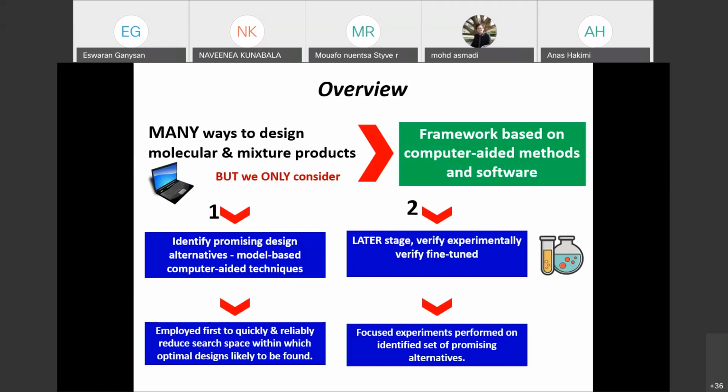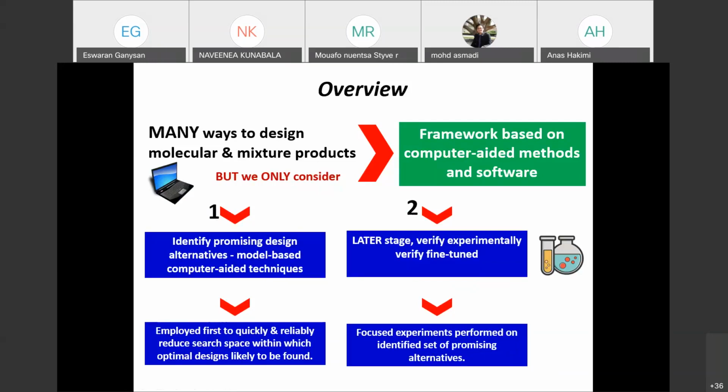Once you determine by using computer aided techniques, you have to do the fine tuning. Once you reduce the molecules from maybe 1000 to 50 or tens, you have to do the experiment to verify, and then perform focused experiments and identify a set of promising alternatives. So that is the first step, and then this one is the second step.